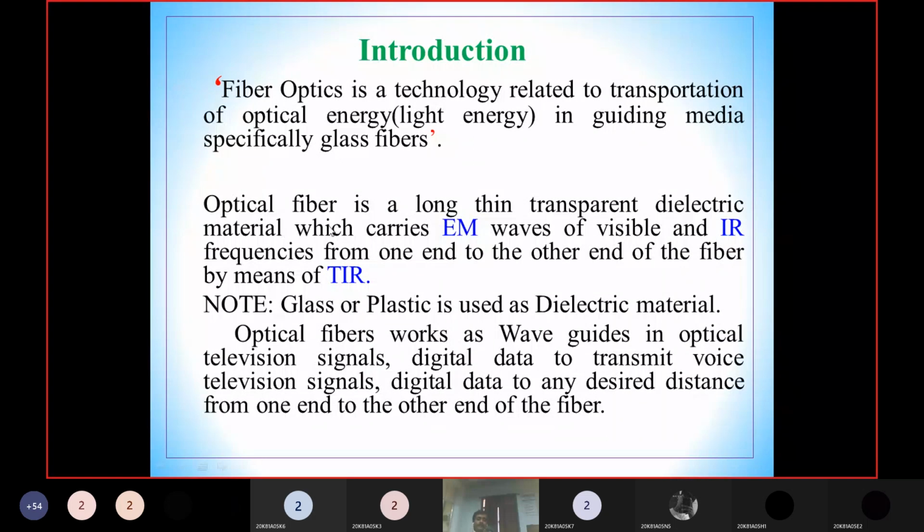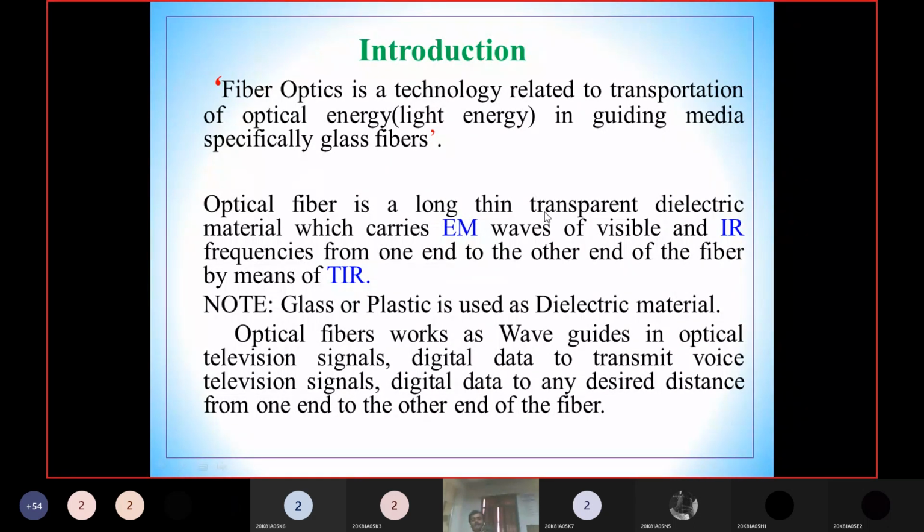What is the definition of a fiber? If you take the length to diameter ratio, it is very high, meaning the length is very large compared to the diameter. Materials like that we call fibers. An optical fiber is a fiber in which optical signals are transmitted, so we call it an optical fiber.